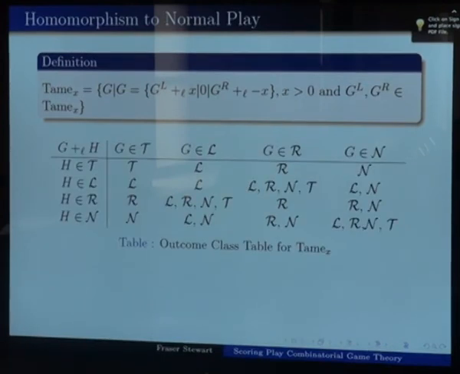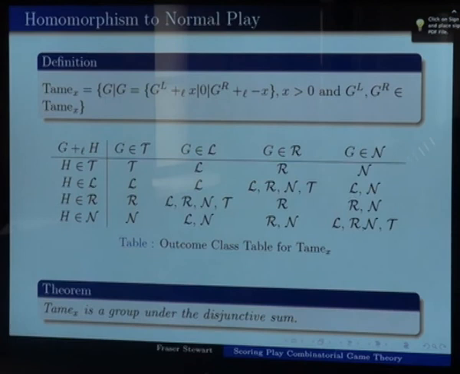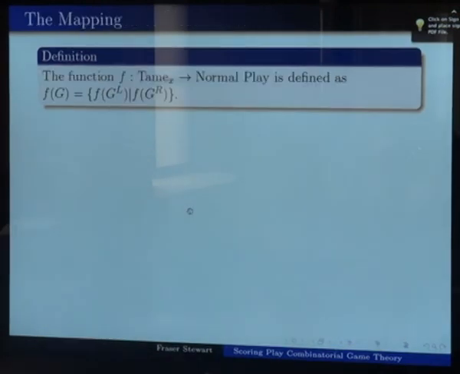The first thing to look at is what we call the outcome class table. This might not mean very much to those who are not familiar with combinatorial game theory, but basically this outcome class table looks exactly the same as the outcome class table for normal play games. The only difference is that we've replaced the set of P positions with the set of T positions. And the third thing to note as well is that this set is indeed a group under the disjunctive sum. So it seems to look a lot like normal play games.